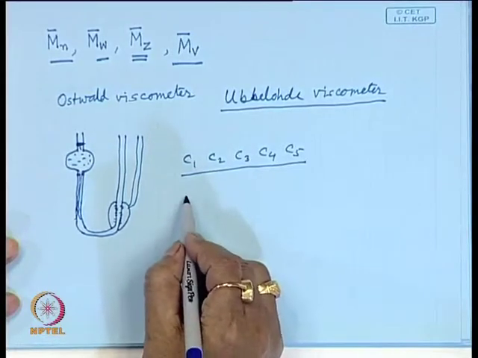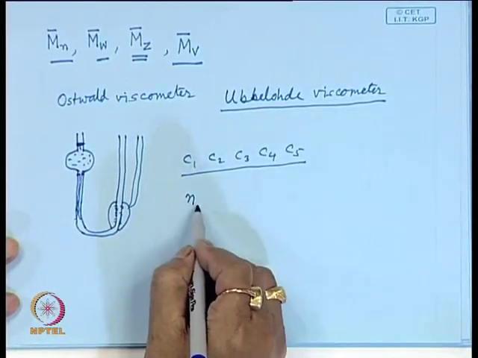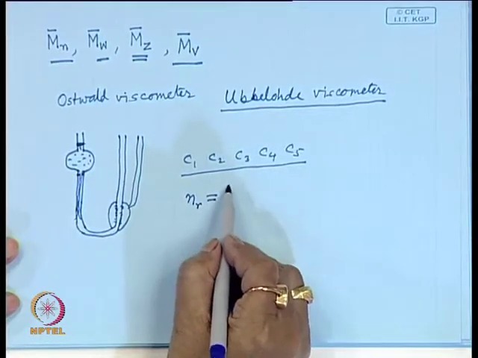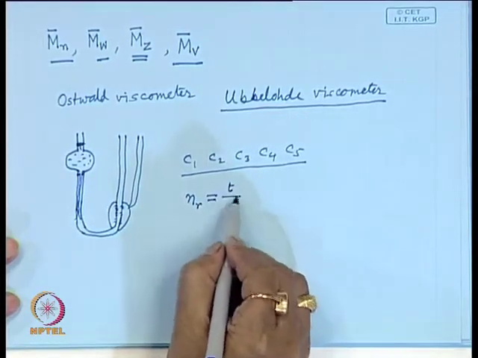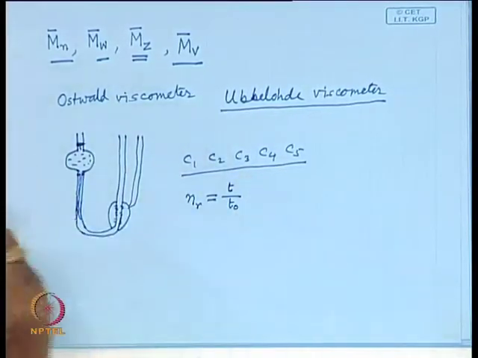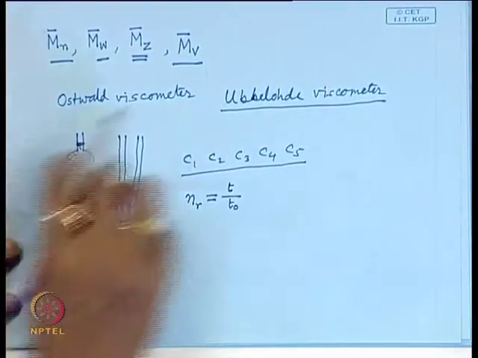So, you can get this relative viscosity from the ratio of the two flow times, flow time for the solution and flow time for the pure solvent. Eta r is equal to t by t 0, or eta by eta 0. That is the relative viscosity, it is shown over here.